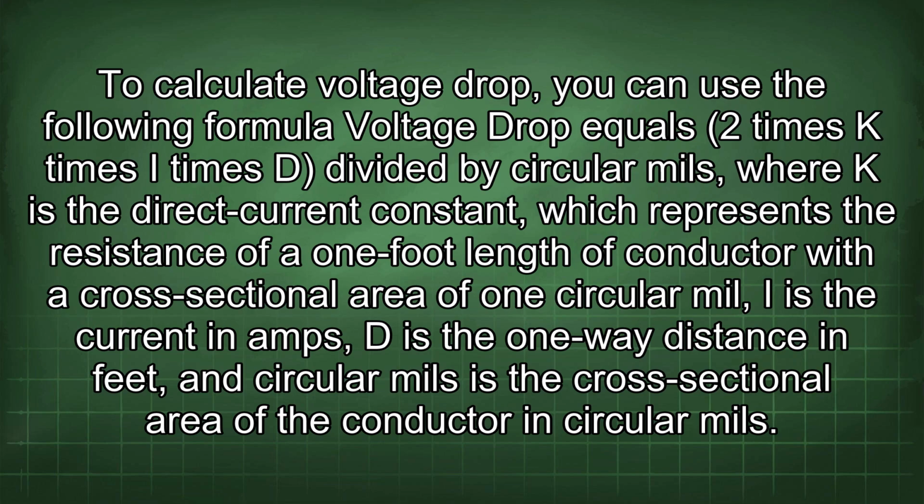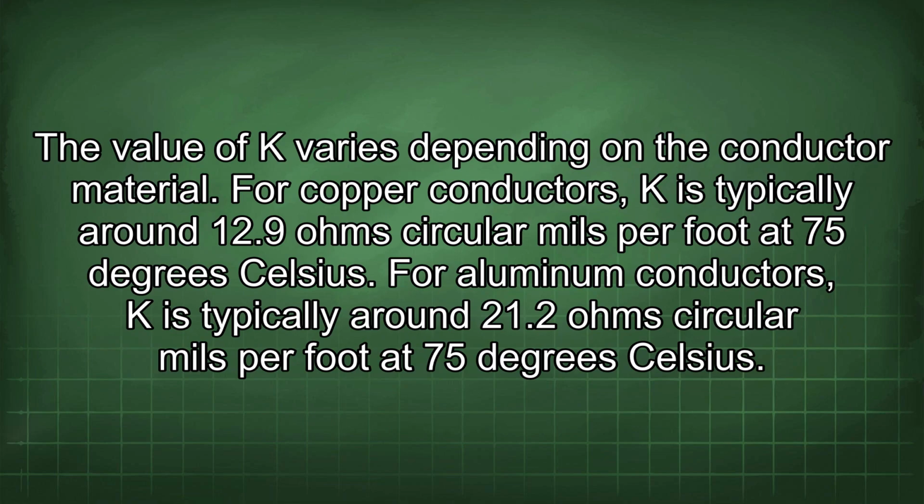divided by circular mils, where K is the direct current constant, which represents the resistance of a 1 foot length of conductor with a cross-sectional area of 1 circular mil. I is the current in amps, D is the one-way distance in feet, and circular mils is the cross-sectional area of the conductor in circular mils. The value of K varies depending on the conductor material. For copper conductors, K is typically around 12.9 ohm-circular mils per foot at 75 degrees Celsius. For aluminum conductors, K is typically around 21.2 ohm-circular mils per foot at 75 degrees Celsius.